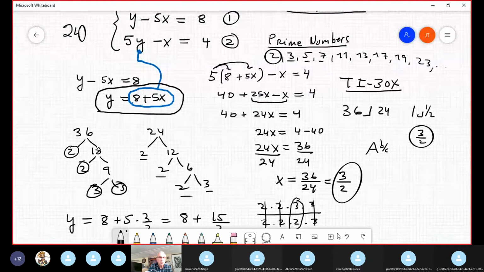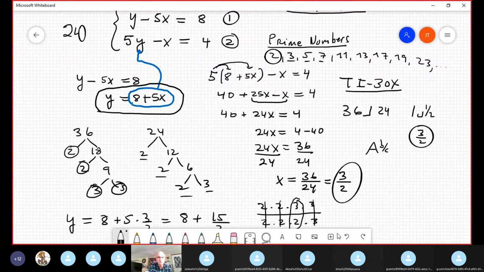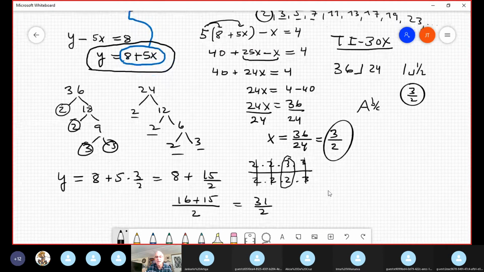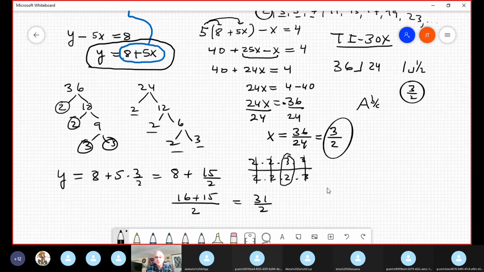The 3 over 2. 3 over 2. 3 is negative 36, right? Oh, yes, thank you so much. Look at that. This is negative 36 because 4 minus 4 is negative 36. So this is the same answer, but it's negative.